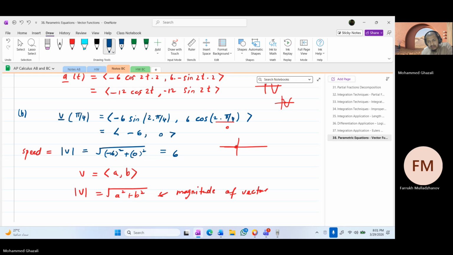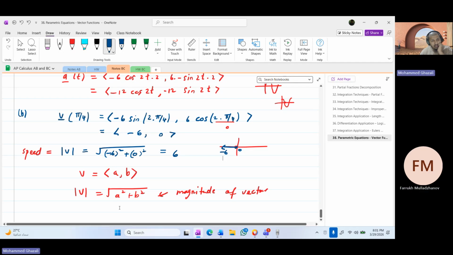So there's 0. It means negative 6 in the x direction. We're going in that direction, negative 6. So that's your vector here, negative 6, 0. But now if you're finding the magnitude, what's the magnitude? The magnitude is actually 6, right? Are we good? Yeah, good stuff. That is speed.